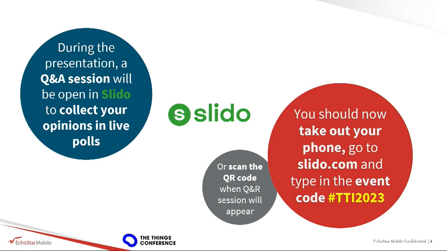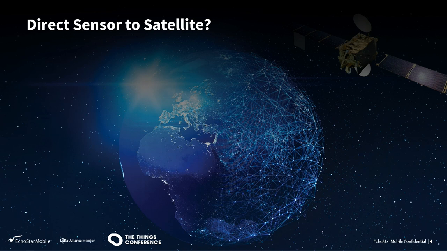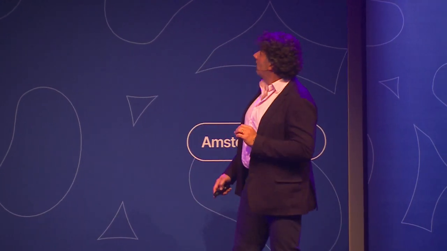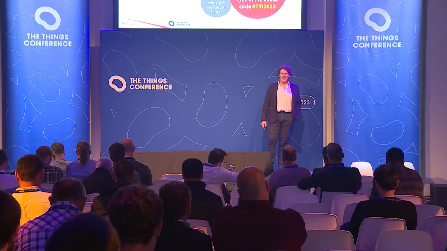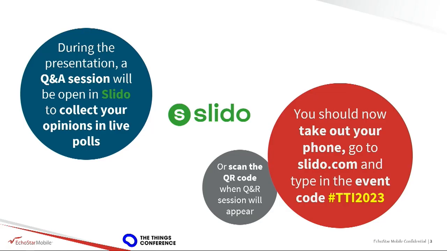So the first thing that we wanted to do was to clarify what direct sensor to satellite really means. We have been having a lot of questions at the booth, people coming and saying, hey, can I use it? Do I need a gateway? Do I need a concentrator? Sorry. Go ahead. So the code is TTI2023. You are all good? Can I move forward? Yes? Okay, thank you.